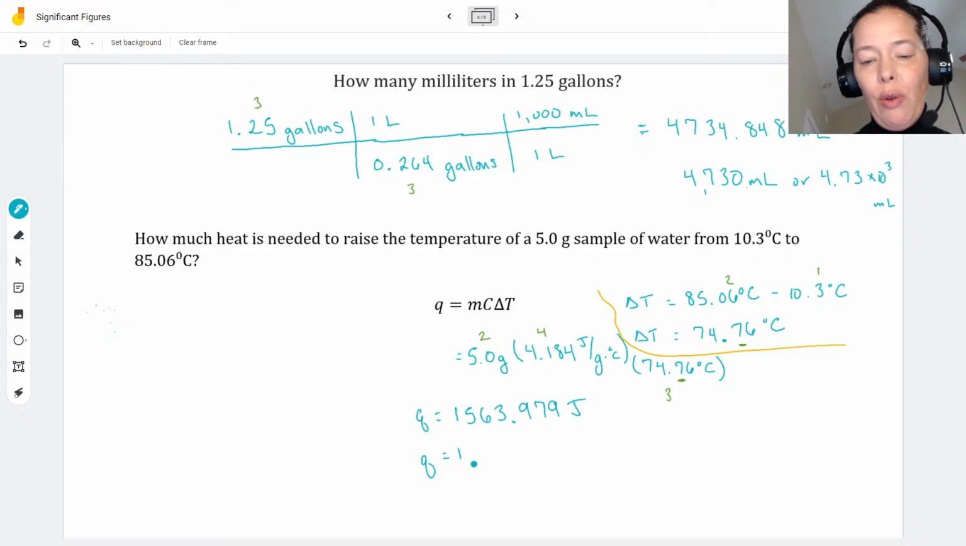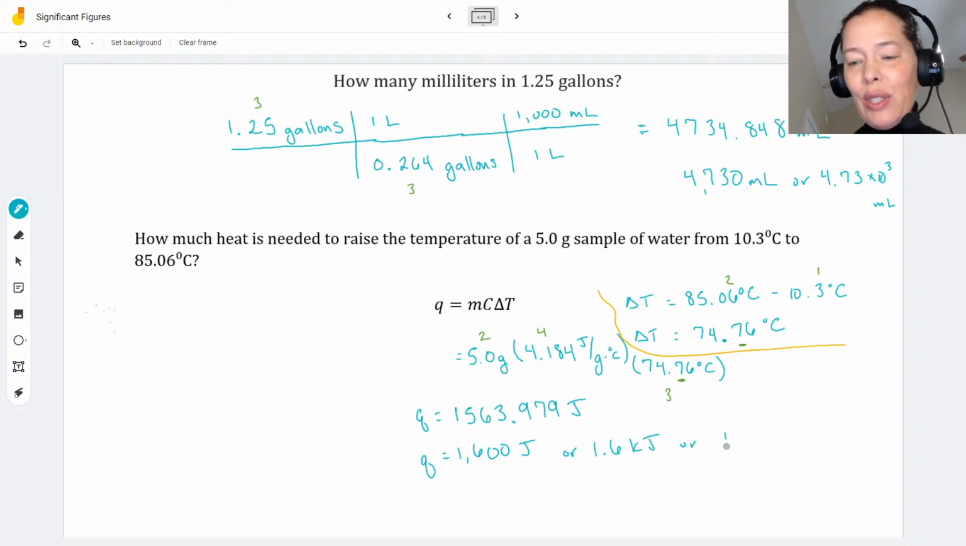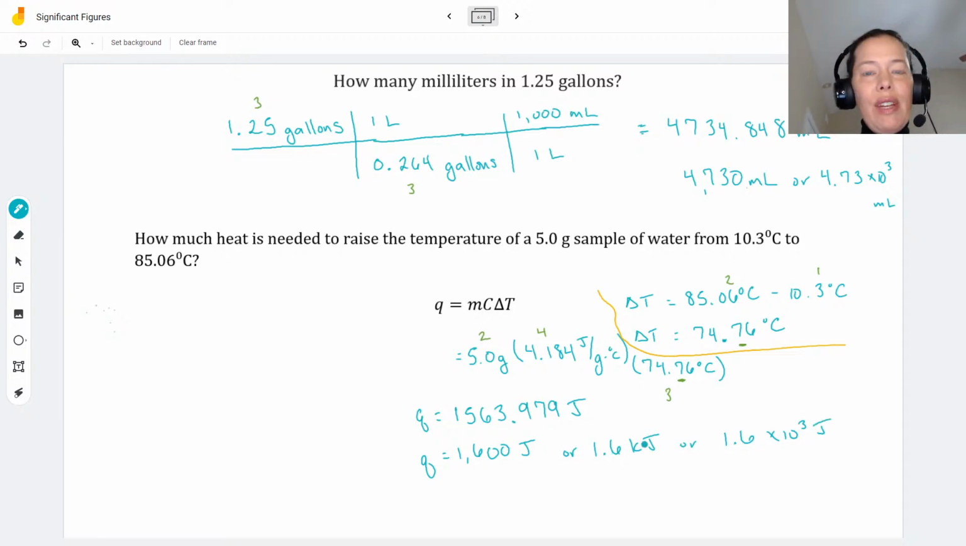So my Q, again, I can do either this, or I could convert to kilojoules, right? That would be easy. That would take care of everything. Or I could use scientific notation. And all of these, I have 2 sig figs. So it really just depends on what makes the most sense to you. Any questions? Okay, good.